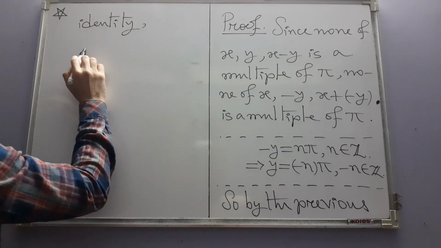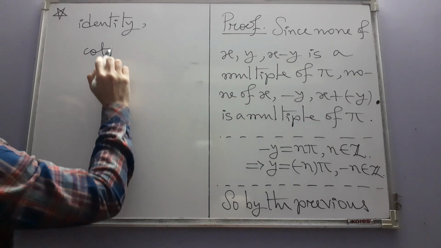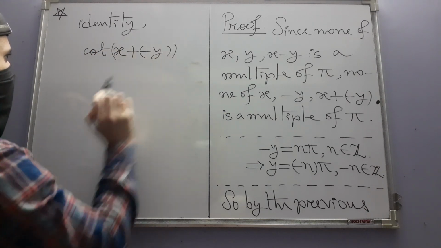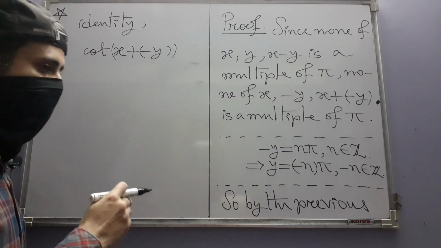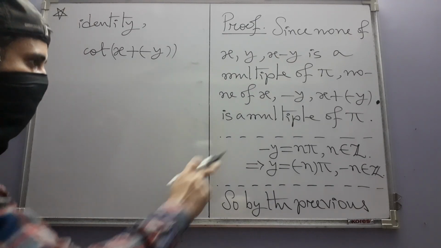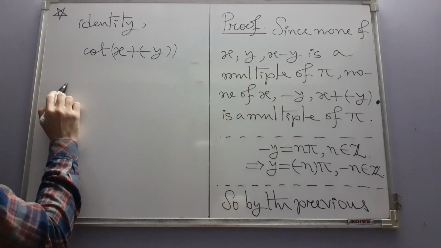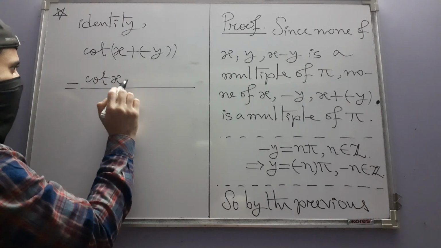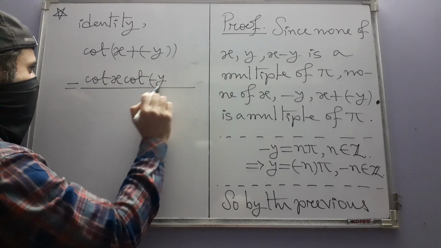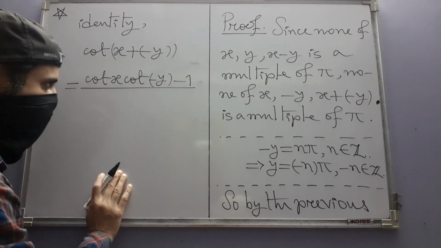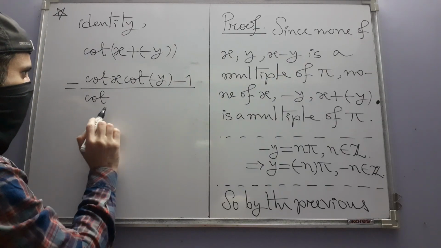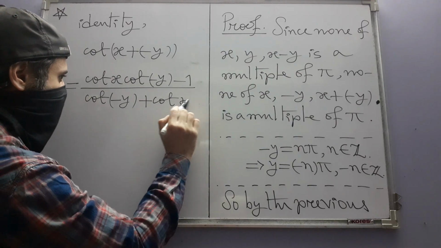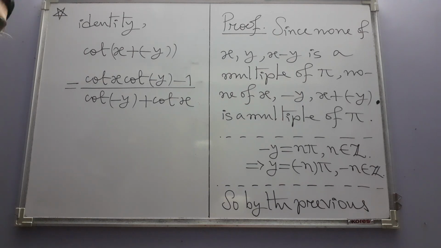So, by the previous identity, and we also write accordingly, x plus minus y, as if we are using the cot x plus y formula. That's why I wrote x minus y like that. So, you just simply use the previous one, cot x times cot minus y, and we had minus 1 here, divided by cot minus y plus cot x. Now what do you do about this minus y?